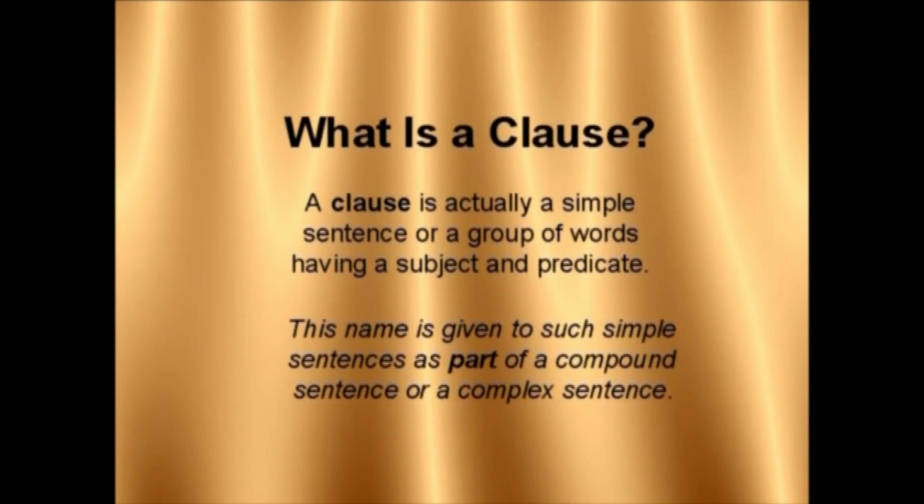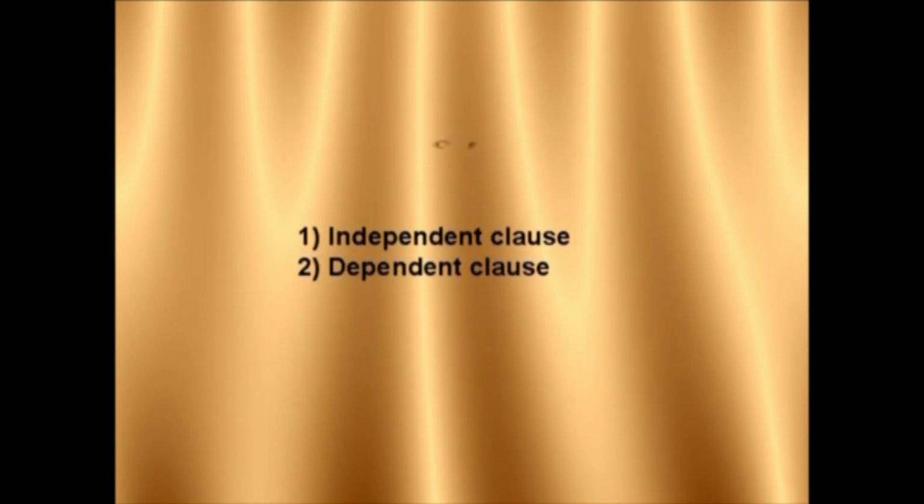A complex sentence consists of one independent clause and one or two dependent or subordinate clauses. What is a clause? A clause is actually a simple sentence or group of words having a subject and a predicate. But this name is given to such simple sentences as part of a compound sentence or a complex sentence.